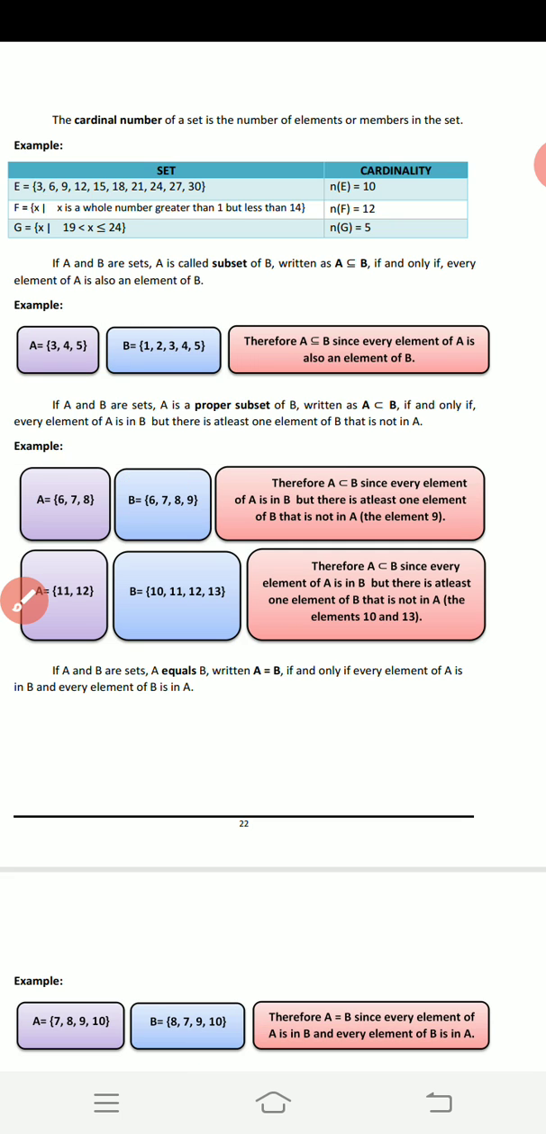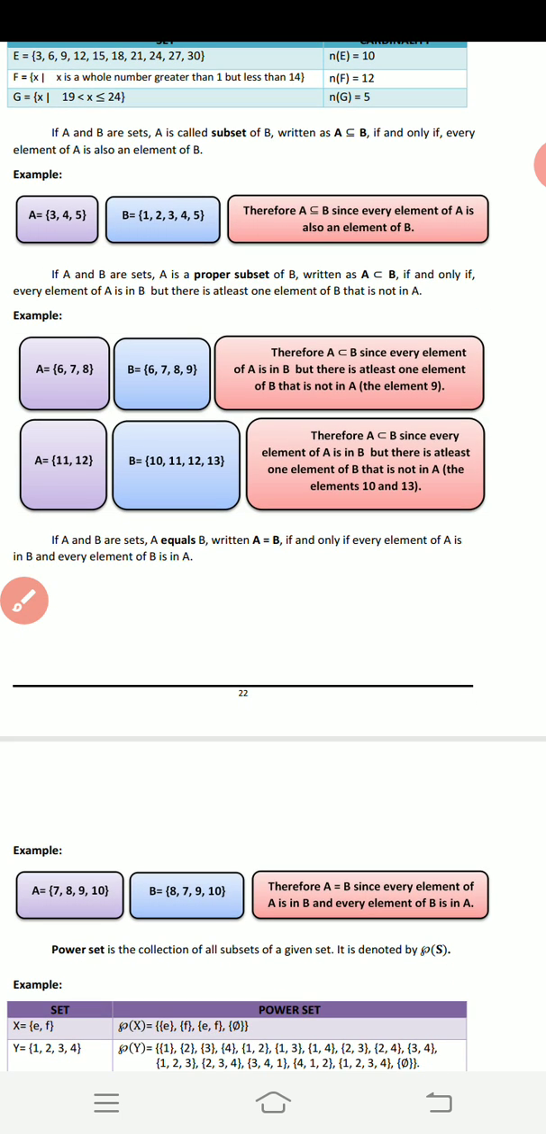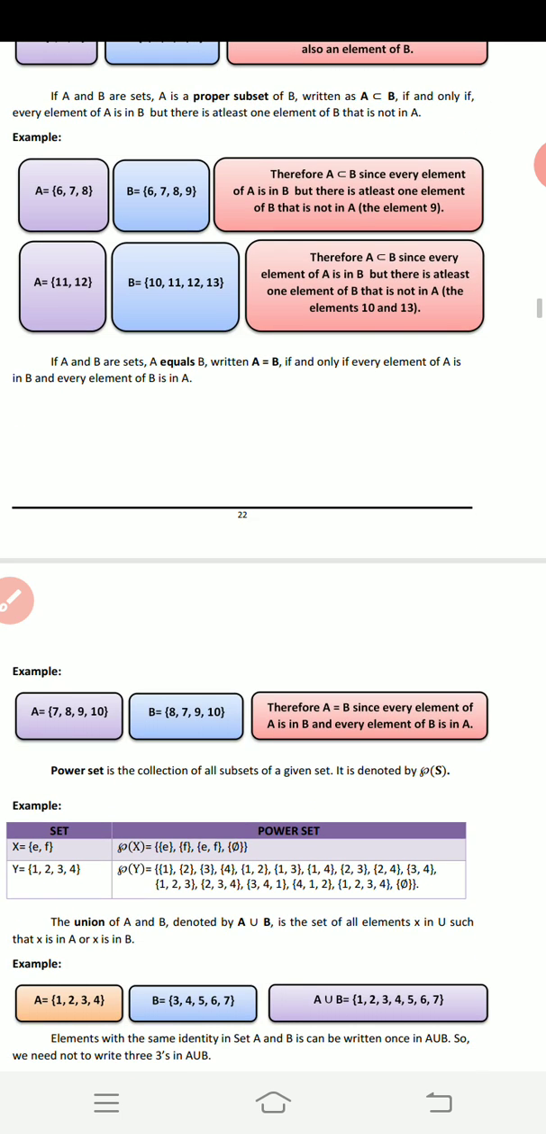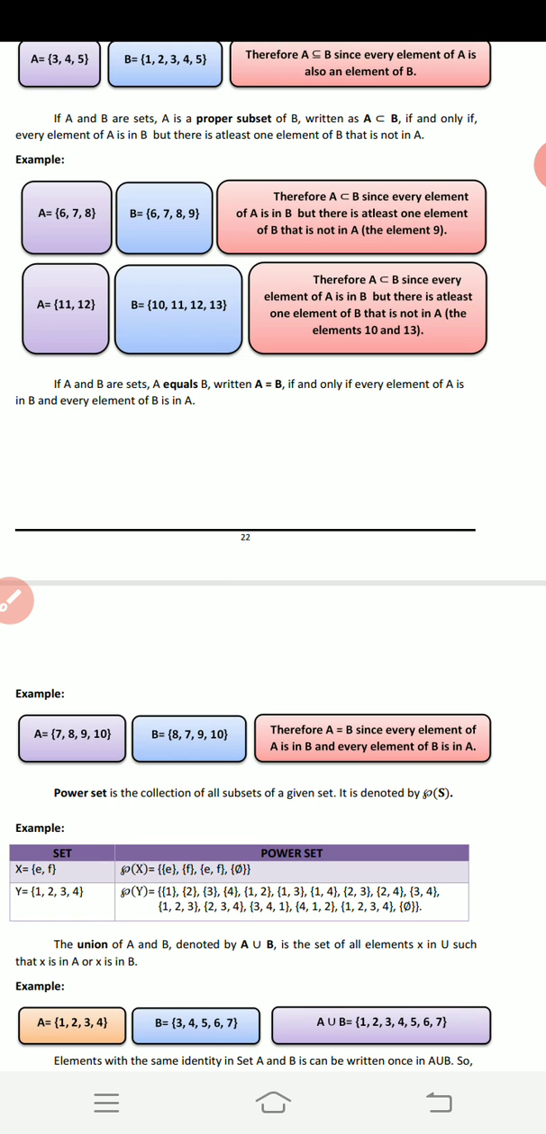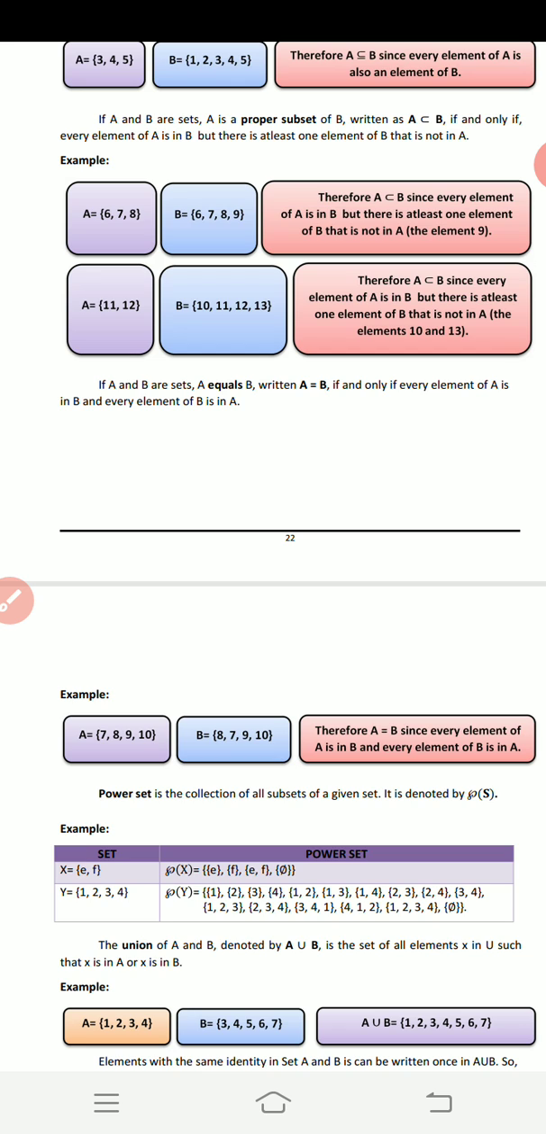Okay, let's proceed with yung sinasabi ko kanina na kapag parehas yung members of the set sa dalawang sets. So if A and B are sets, A equals B, written A equals B, if and only if every element of A is in B and every element of B is in A. So we have here equal sets. In this example, we have A contains the elements 7, 8, 9, 10, and B contains the elements 8, 7, 9, 10. So regardless of the order, as long as the members or elements of the sets are the same, we can call the two sets equal.